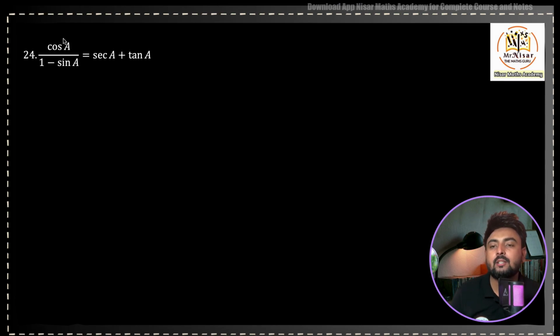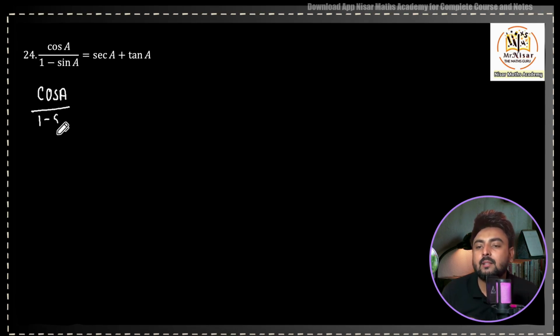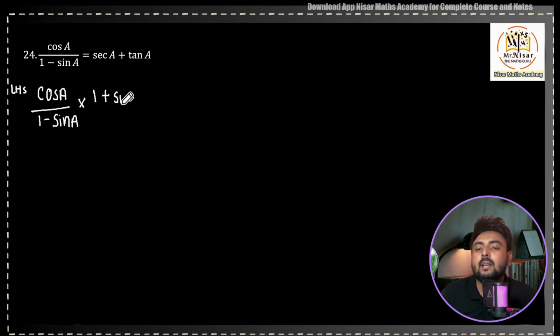Yeah, so the next question 24, we have cos A in the left hand side upon 1 minus sine A. Children, if you see this question, as I said you, whenever you have 1 minus sine A, 1 plus sine A, and looking on the LHS, there is no other step we can do apart from rationalization. So I'll rationalize the denominator. 1 minus sine A has become what? 1 plus sine A upon 1 plus sine A. Okay, so for the first step what I did here, I just rationalized the denominator.